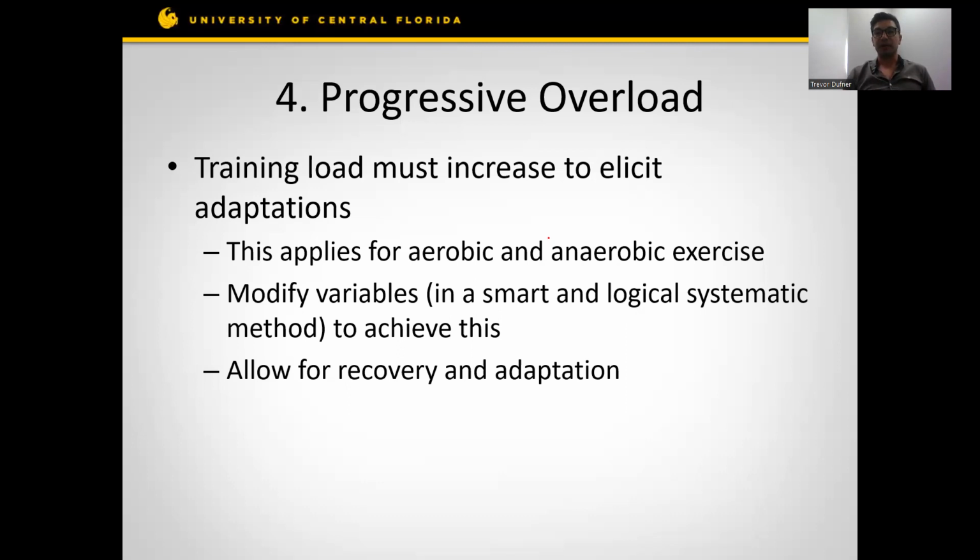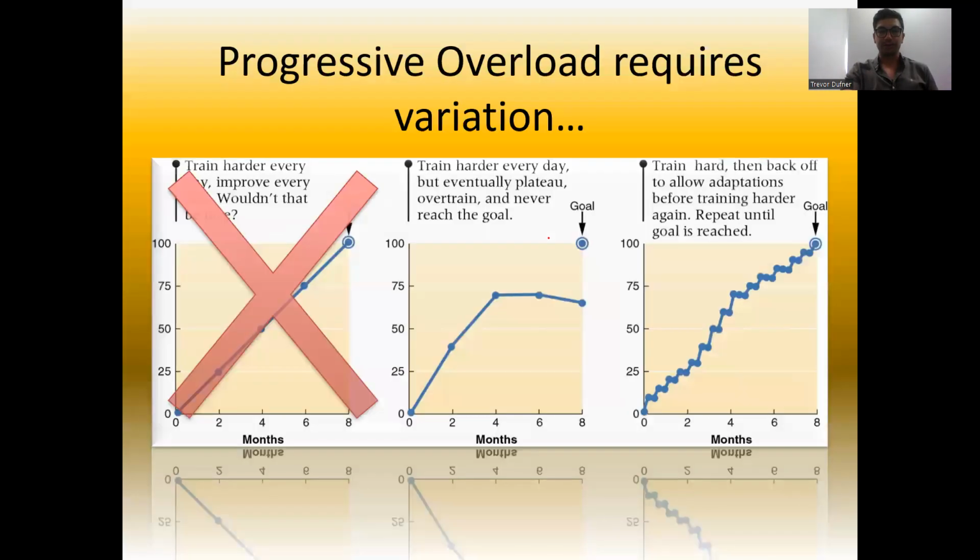Are you really going to see adaptation from the 8-minute mile? Probably not much. That's probably more of a maintenance thing, but you're probably not going to see gains from the 8-minute mile because you're not stressing the system. You're not having some sort of progressive overload that's enabling or stimulating your body to go through an adaptation and to get stronger going forward.